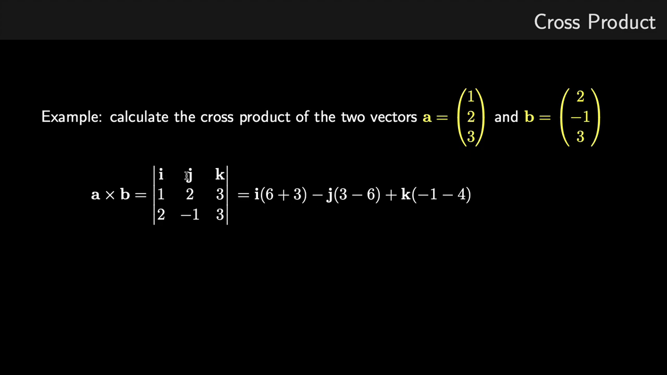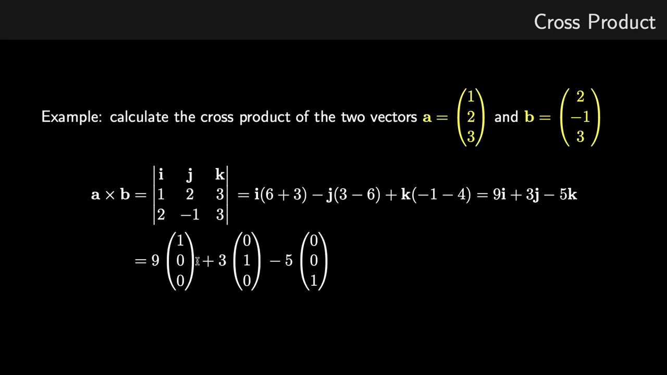And if we block off the first row and third column, we're left with this 2 by 2 matrix (1, 2; 2, minus 1), and its determinant is 1 times negative 1, which is negative 1, minus 2 times 2, which is minus 4, giving minus 5. So this gives us 9 times the vector i plus 3 times the vector j minus 5 times the vector k. If I write in the vectors i, j and k and perform vector addition on those three, we end up with the vector (9, 3, negative 5).